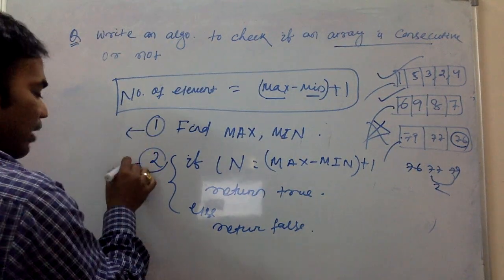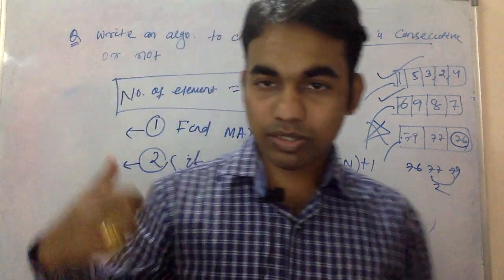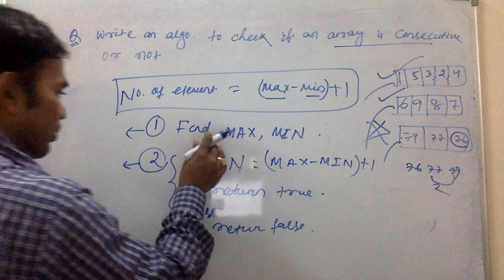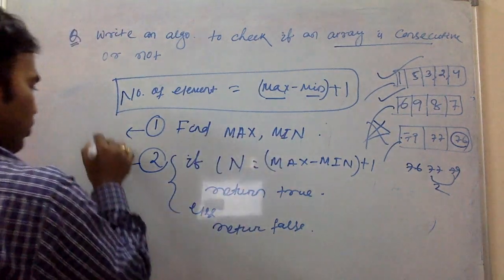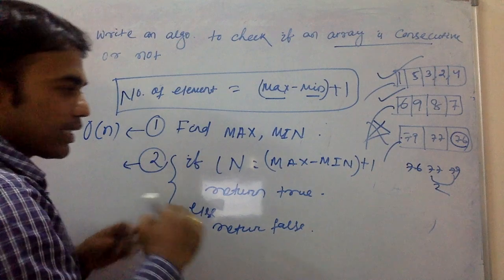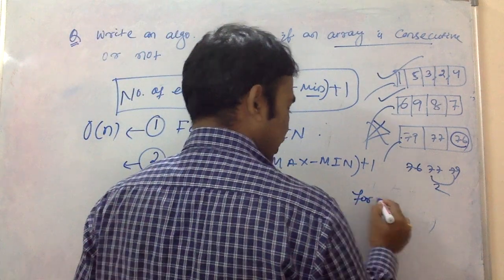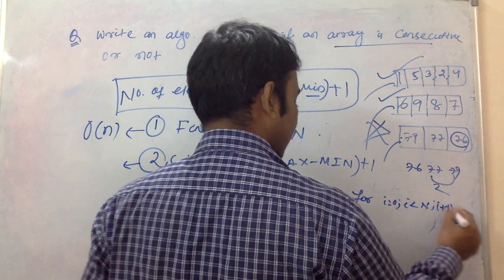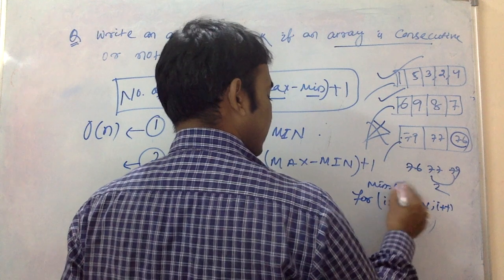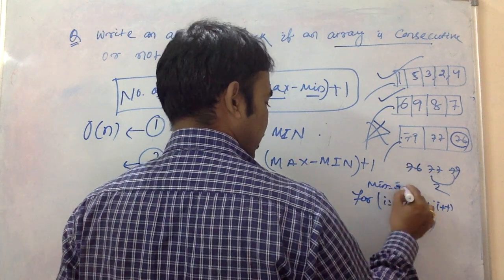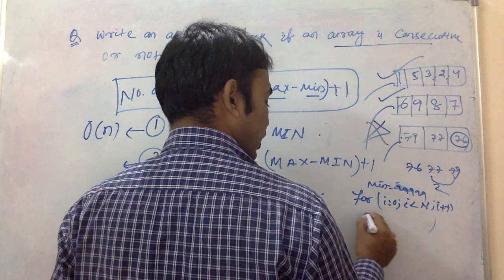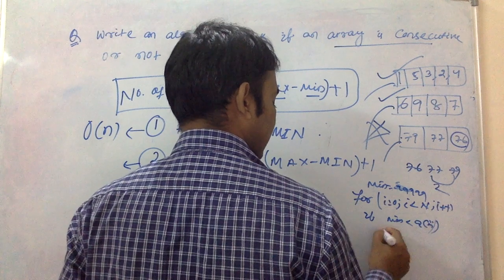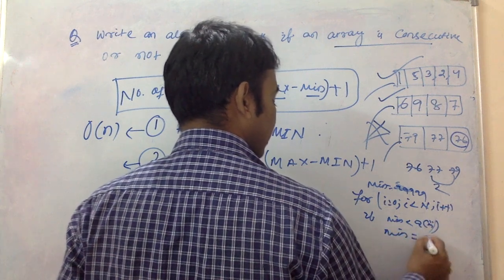Okay, now let us go for the time complexity analysis. What is the time complexity of this particular algorithm? The time complexity of finding a maximum and a minimum is big O of n. Do you all understand? Because I need to write this logic: for i equal to 0, i less than n, i plus plus. Suppose I am taking minimum equal to infinity. Infinity means some large number you can take. If minimum is greater than a of i, then reinitialize minimum equal to a of i.